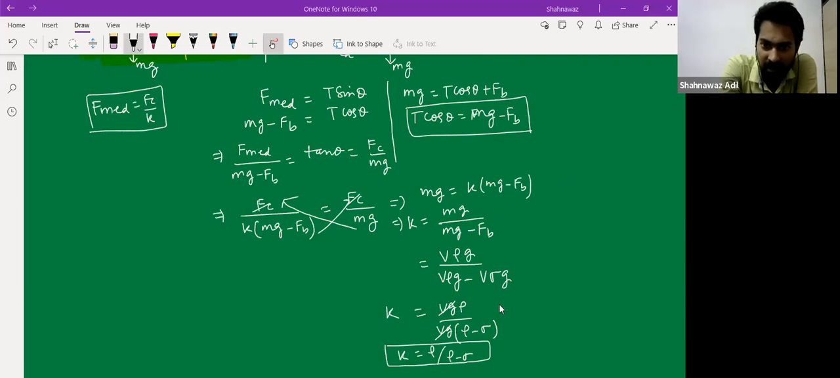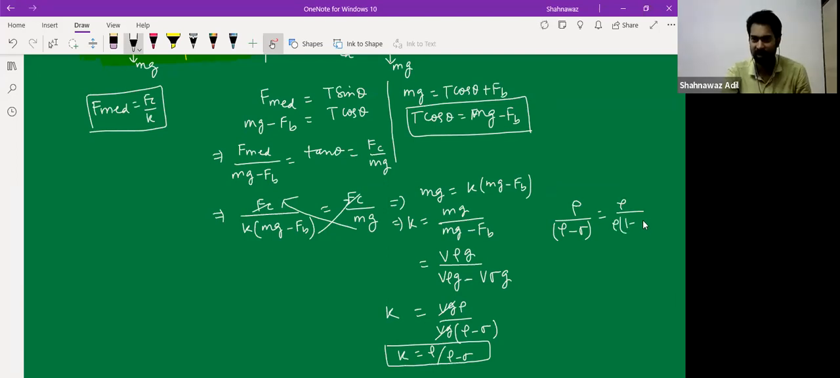So you see that this is rho by rho minus sigma, right? So this is not common. If this had been rho by rho times 1 minus something, let's say P, then we could cancel. But there is some subtraction, so we can't cancel. If you want to cancel, we take rho common, and this would be 1 minus sigma by rho. Then we can cancel.